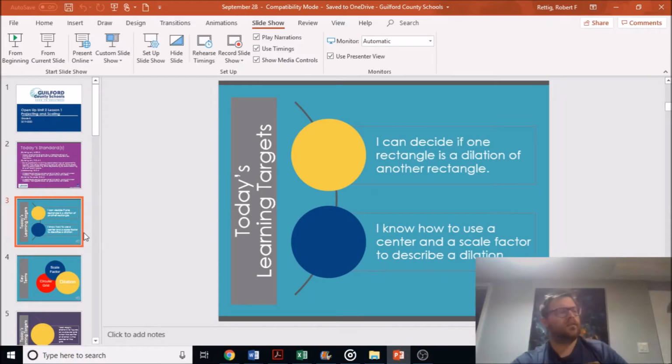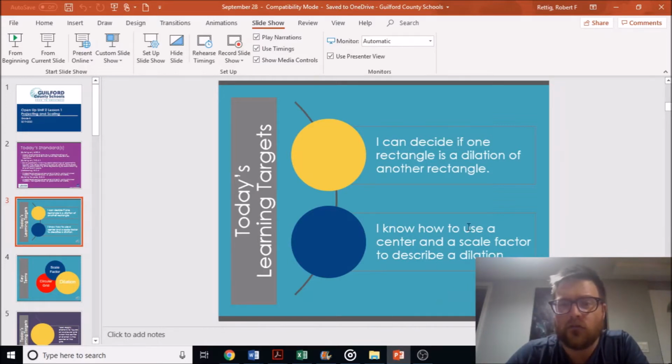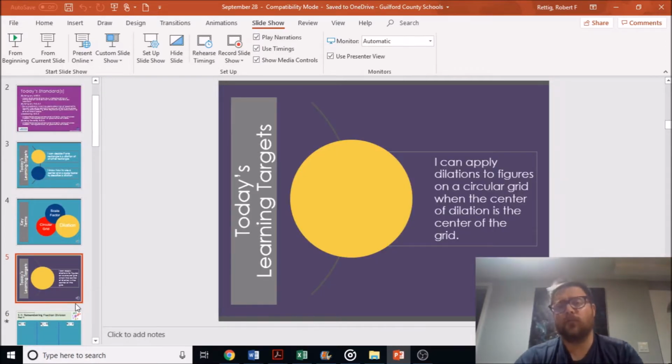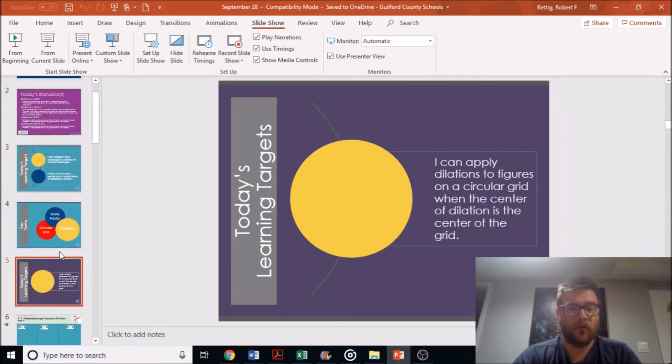Alright guys, by the end of the day today you'll be able to decide if one rectangle is a dilation of another rectangle and how to use a center and a scale factor to describe dilation. You also will be able to use comfortably these key terms: dilation, scale factor, circular grid, and you'll also be able to apply dilations to figures on a circular grid when the center of dilation is the center of the grid.